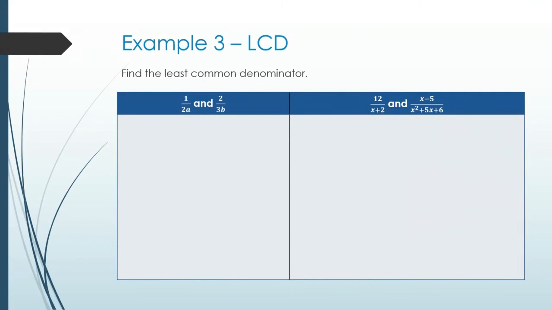So on the left, we have 1 over 2a and then 2 over 3b. So our least common denominator, and this is not going to be bad at all. First we look at the numbers, 2 and 3. We want the least common multiple of 2 and 3. If the numbers are prime, you could just multiply those together. So the least common multiple of 2 and 3 is 6.